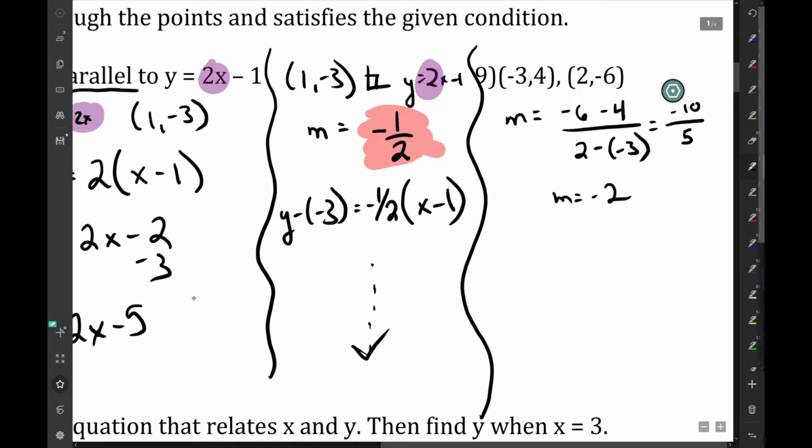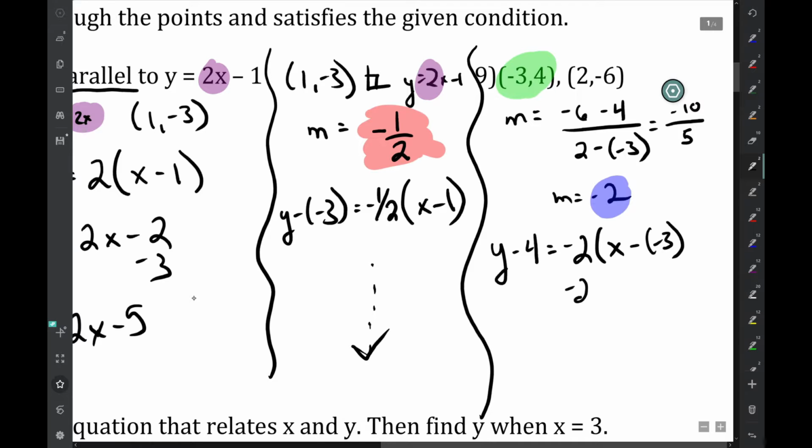From there, I can choose either point. So we'll check the first point off, and we'll use point slope. So y minus 4 equals the slope, negative 2, times x minus negative 3, negative 2x. This would be plus 3, so minus 6 equals y minus 4. Y equals negative 2x. You add 4 to both sides, minus 2. Okay, so slope and then point slope.